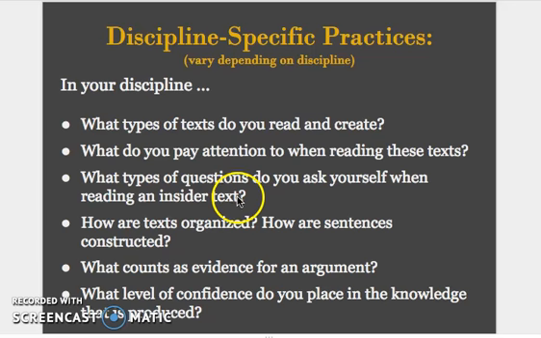Within history, each text can be given different levels of confidence, but all are seen as valuable in presenting a context and a social perspective of that situation. So all of these questions will have different answers depending on the discipline, and all of these questions and answers then make up the mindset of that discipline.